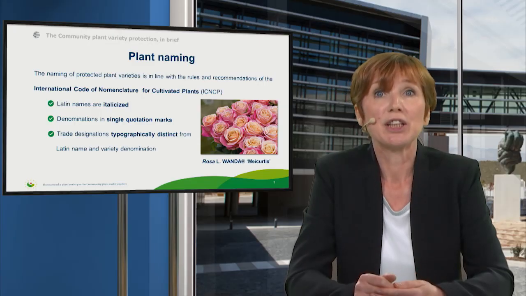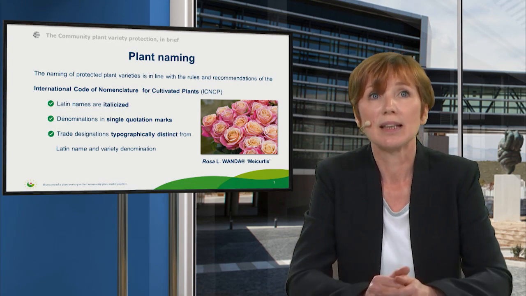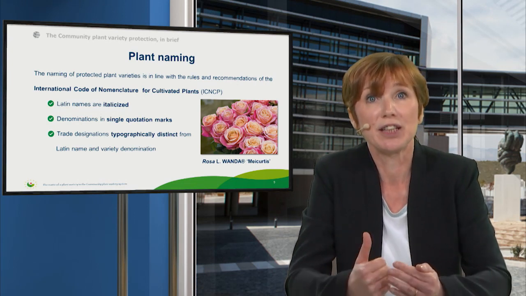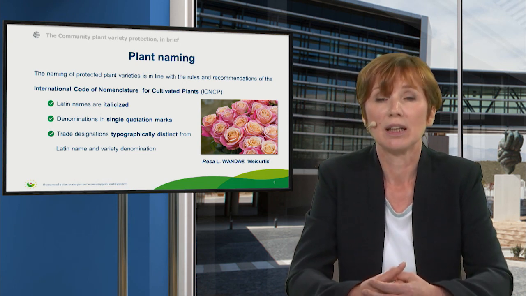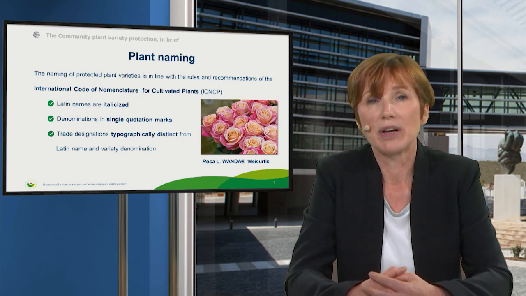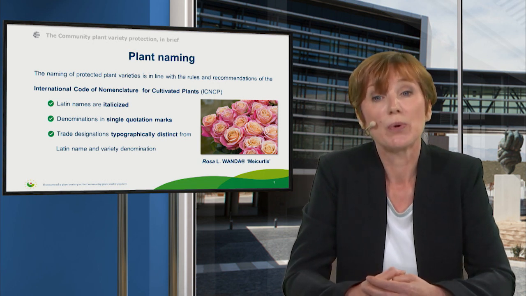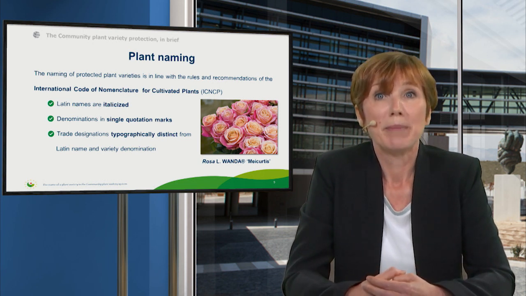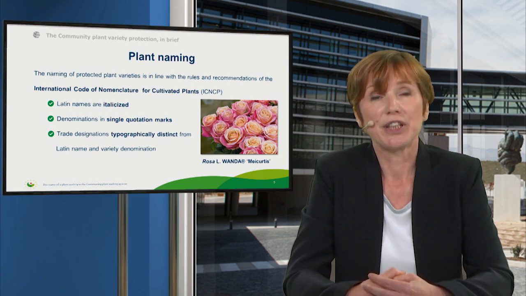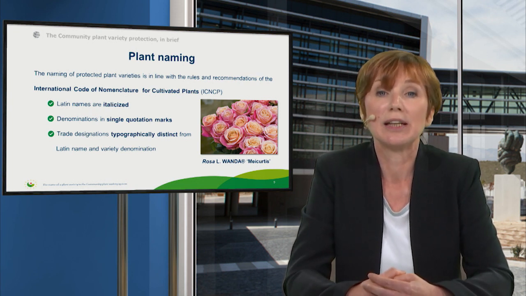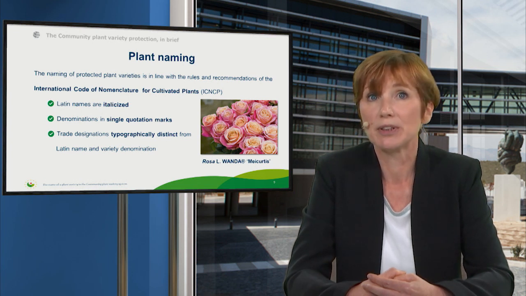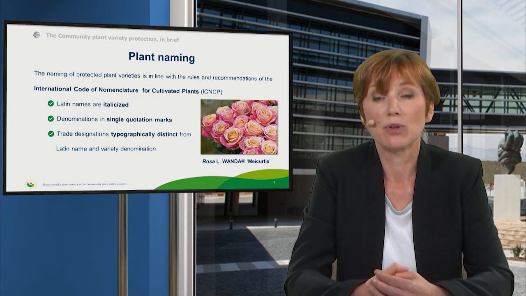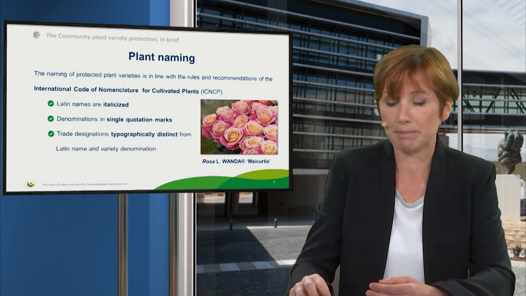The variety denomination is enclosed by single quotes, and in case there is a trade designation, it must always be distinguished typographically. In our example, the full variety name of this rose is Rosa L. 'May Curtis', where Rosa is a genus name, L stands for Linnaeus, who is the author of the original botanical name, and 'May Curtis' is the variety denomination. Of course, there is also here a trademark, Vanda.